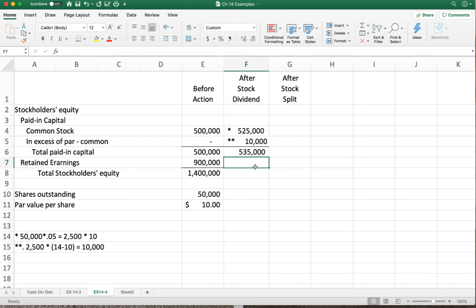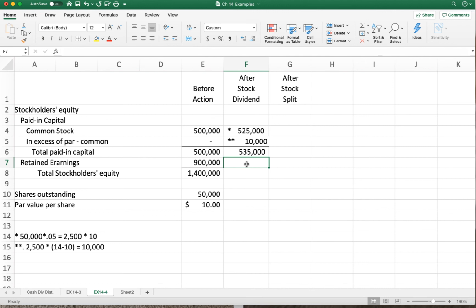Now, we need to recognize that between these two, before and after the stock action, our paid-in capital accounts together, both the common stock and the excess over par, went up by $35,000. Where do dividends come from? Well, their value has to come from retained earnings, because we need to have retained earnings in order to pay any type of dividend.